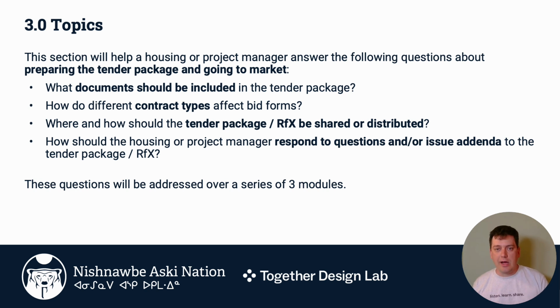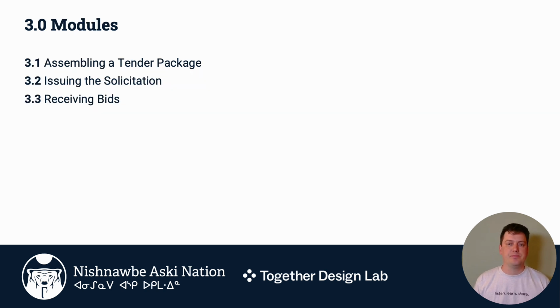Throughout this section, we're going to cover the following topics. What documents should be included in a tender package? How do different contract types affect the forms that you should be using? Where and how should the tender package or request for forms be shared, distributed, advertised? And how should housing or project managers respond to questions and or issues, and issue addenda while the package is being advertised?